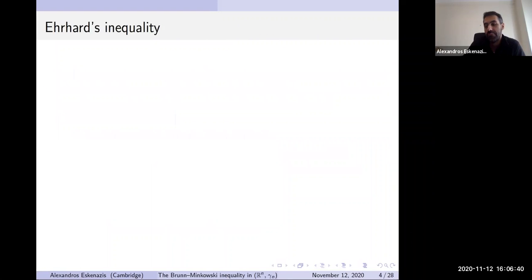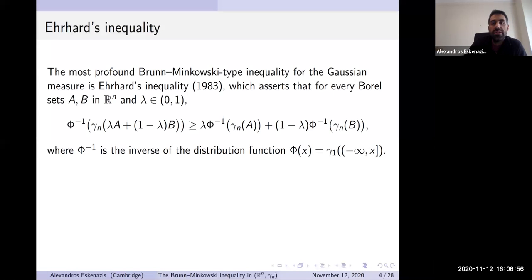And, you know, we're not the first to think about that. There's actually a very classical and extremely important inequality from 1983, which is, I would say, the real Brunn-Minkowski inequality in Gauss space, which is Ehrhard's inequality. So this asserts the following.